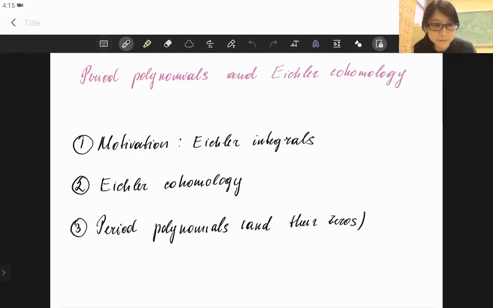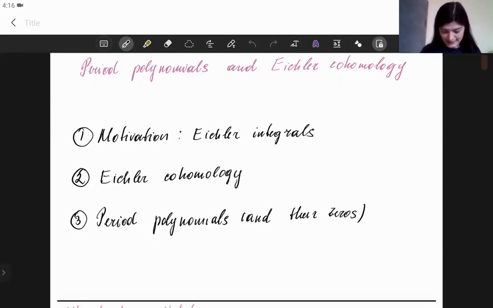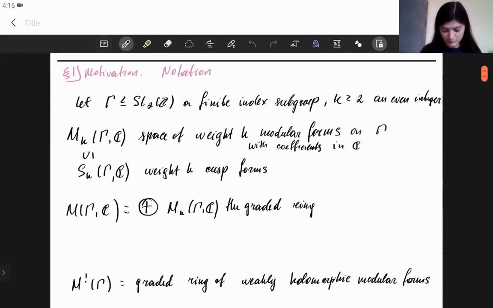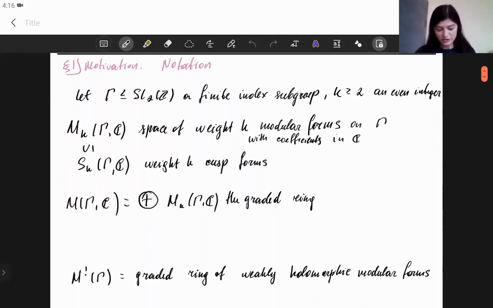At the end, I'll touch upon a project that we did last year with Larry Rolen and Ian Wagner at Vanderbilt University, where we attached period polynomials to Hilbert modular forms and proved that at least when the level is full, the location of their zeros is on the unit circle. All right, so let's look at some motivation, and we'll start with some notation.